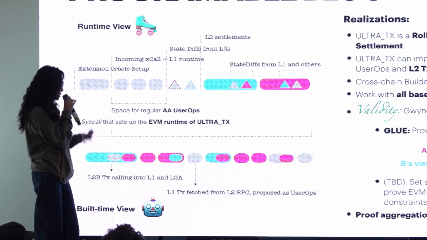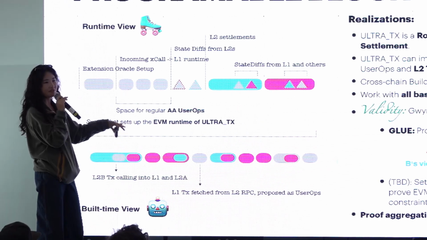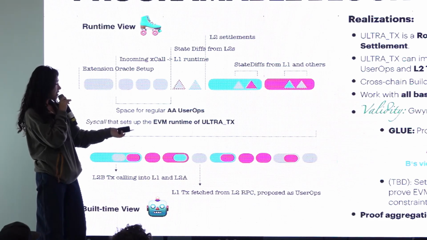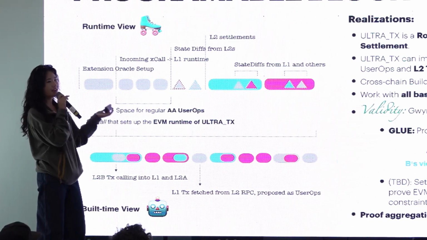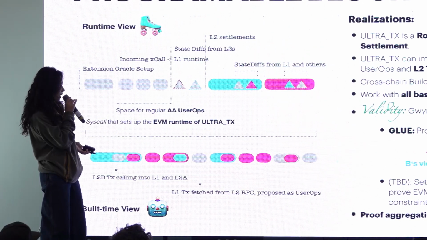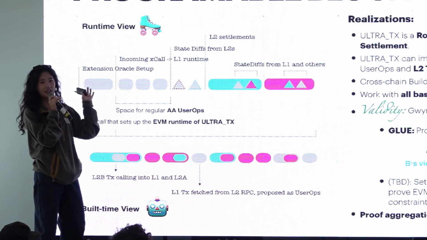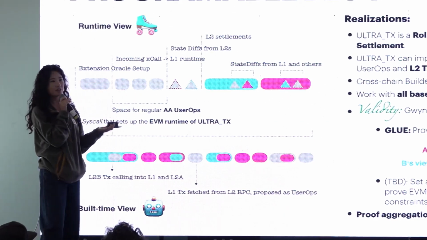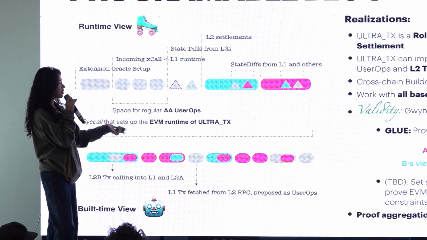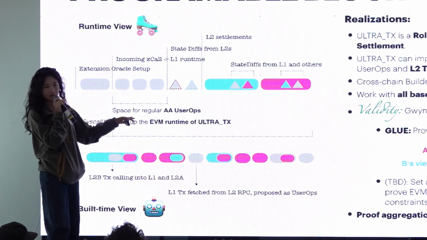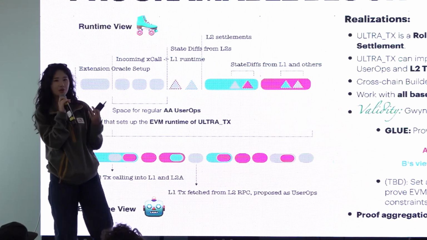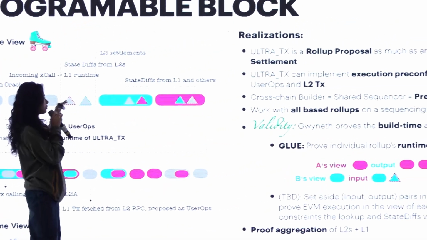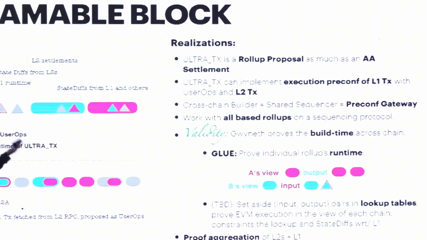So if an L1 transaction is being fetched by an L2 RPC, we can also just sequence that and propose it as an AA bundle, right? And the extension oracle in itself can be considered a syscall into the EVM runtime to prepare everything for whatever you want to execute afterwards. There are some realizations that we had as we implemented this. So Ultra transaction is a rollup proposal as much as an AA settlement.